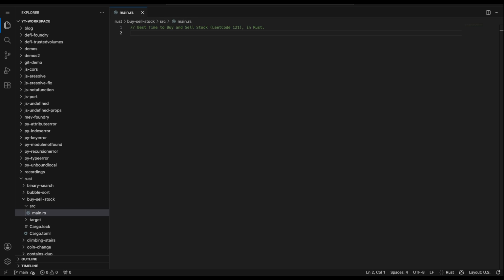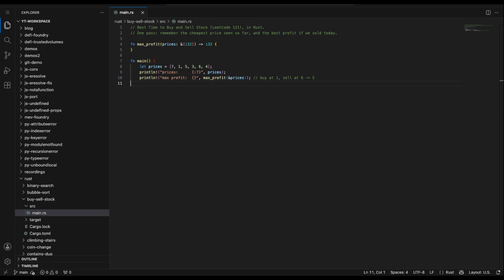Let's build it. The signature says it all. Max profit takes a slice of prices and returns an i32, the best profit. Inside we track just two numbers. Min price, the cheapest day we've seen, which starts at the maximum possible integer, so the very first price always beats it, and best, the best profit so far, starting at 0. The body's empty for now, and below it a main that runs a few examples. Now let's fill it in.